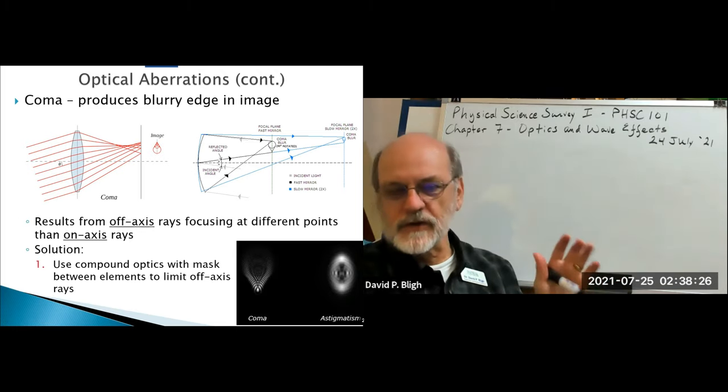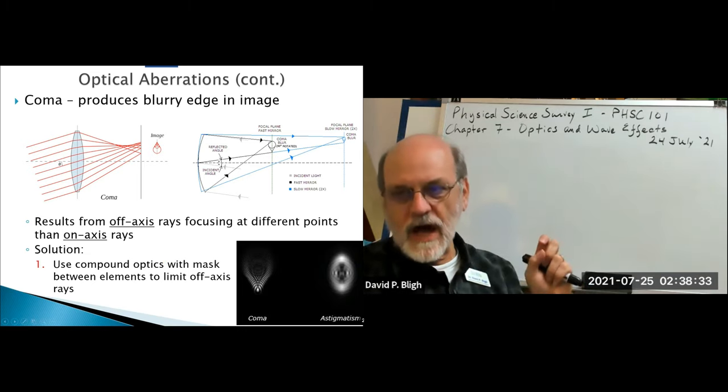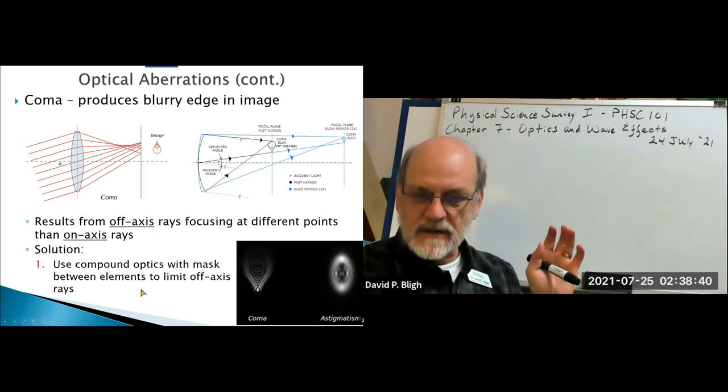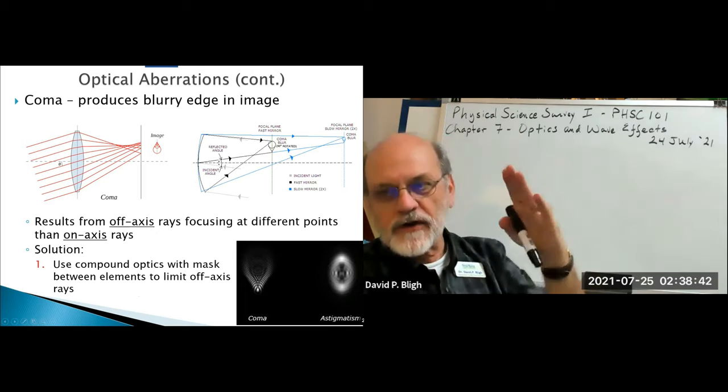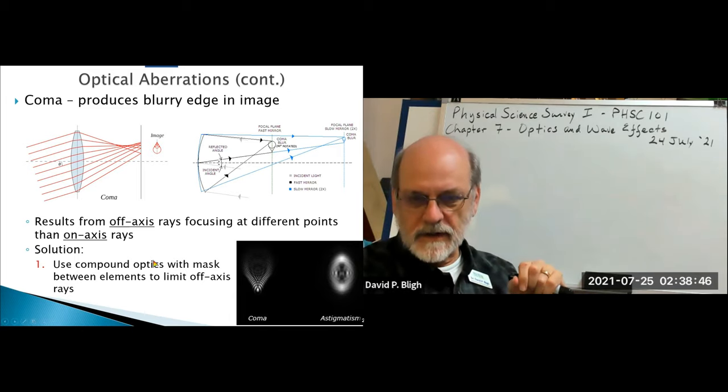Well, let's talk about the solution. The solution to coma is you can use compound optics to correct for it. And very often you have a mask that limits the amount of off-axis light that can enter the optical device.